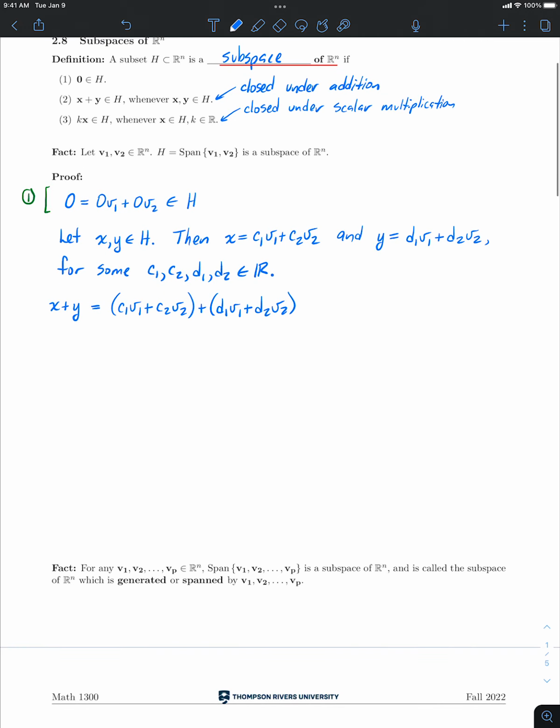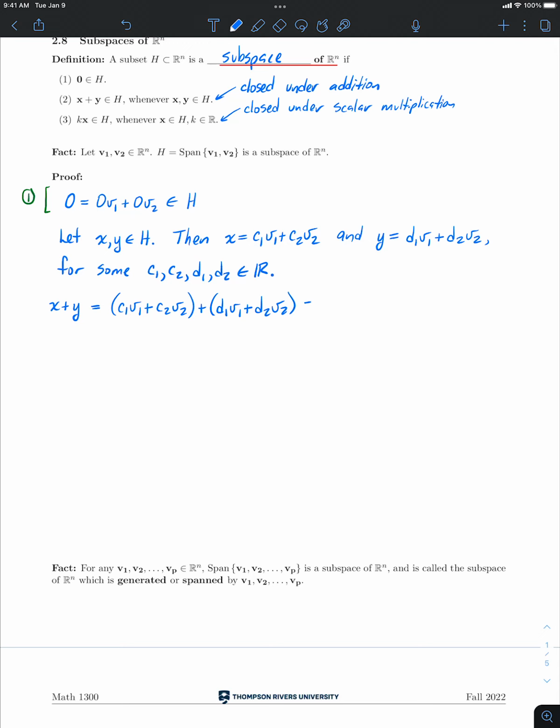Well, what we're going to do is collect like terms. Remember, this is vector addition. So the brackets aren't really doing anything, and the order is not super important, right? You can add vectors up in either order. So we can freely interchange the order of these terms, and ultimately we'll be collecting like terms.